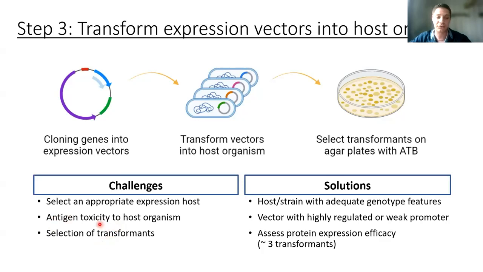Now for the selection of transformant, it is highly recommended to choose at least 3 different transformants on your agar plate, because different transformants will express your protein of interest at different levels. So you can choose at least 3 different ones, assess the protein expression efficacy, and just select the best one for your needs and use it for the further experiments.